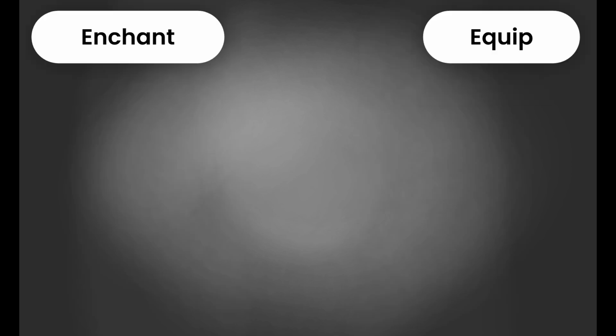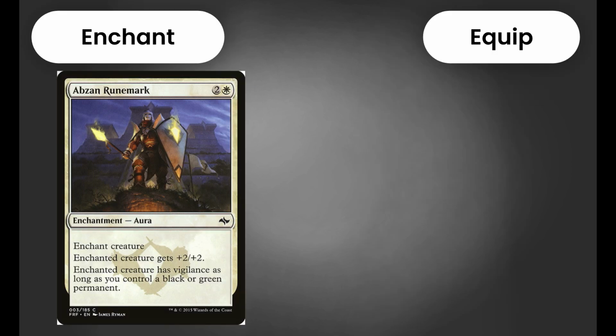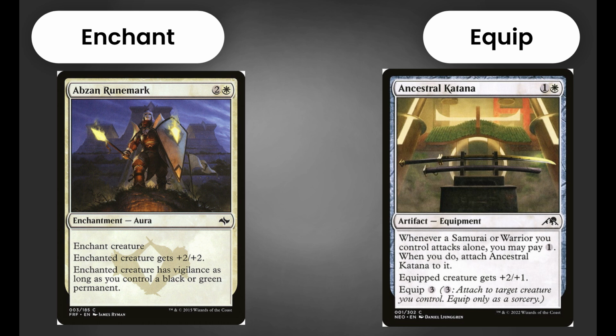The Enchant and Equip abilities are applied to auras and equipment, like how the action keyword Attach applied to them. The Enchant keyword merely tells you what an aura can legally target. For instance, Enchant Creature or Enchant Land. Meanwhile, unlike all other static keyword abilities, Equip is an activated ability, where you pay the cost listed next to the ability, and once you do, you attach that equipment to a legal target. This can only be done at sorcery speed, unless stated otherwise.